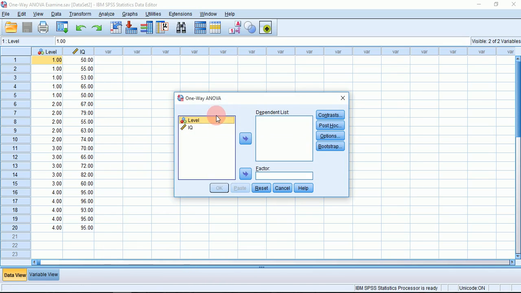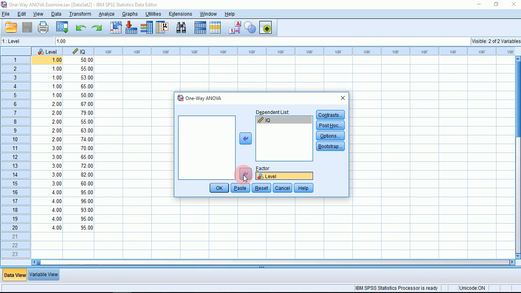In the one-way ANOVA dialog box, you will find all of your variables listed on the left side. We'll pass the dependent variable in the dependent list. Here IQ will be in the dependent list because we want to know whether IQ score depends on level of education. So IQ score is the dependent variable here, and level of education, or the level variable, is the independent variable or factor variable here. So level will go in the factor box.